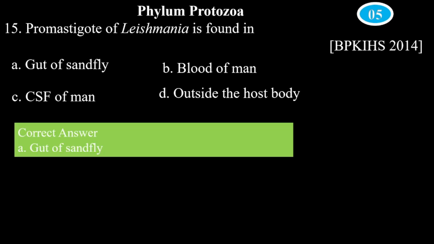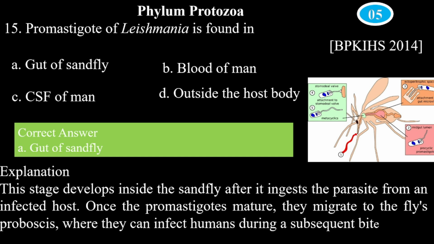The correct answer is option A. Gut of sandfly. Let me explain why. Promastigote of Leishmania develops inside the sandfly after it ingests the parasite from an infected host. Once the promastigotes mature, they migrate to the fly's proboscis where they can infect humans during a subsequent bite.